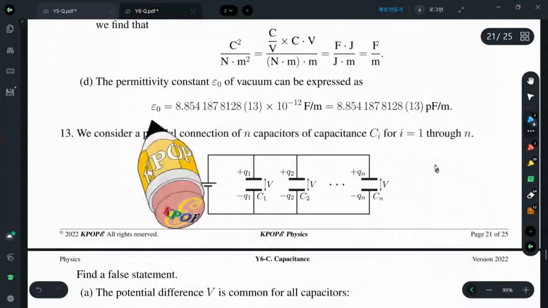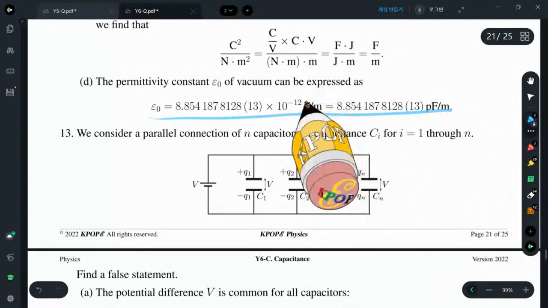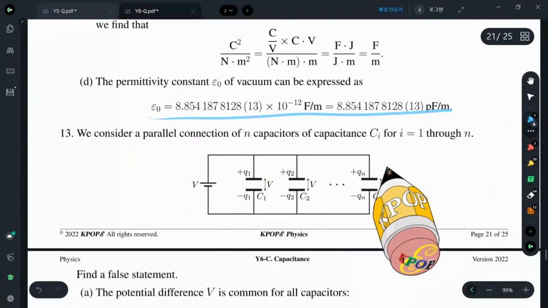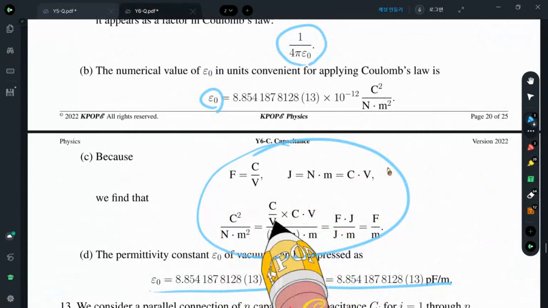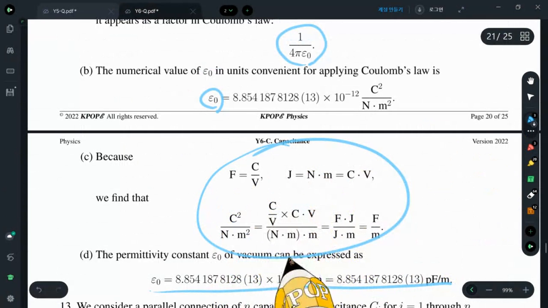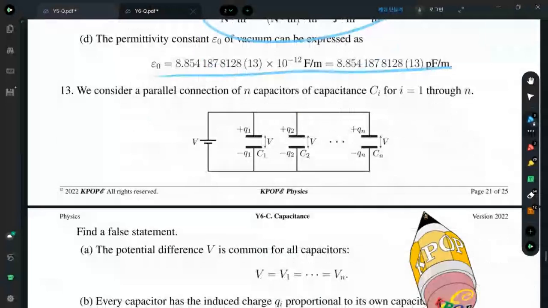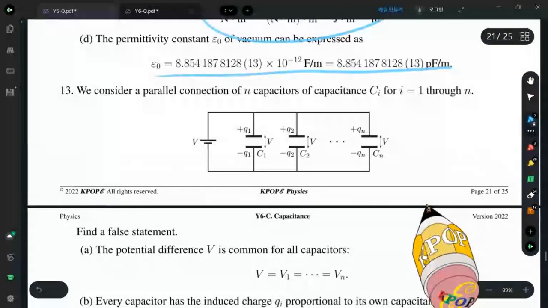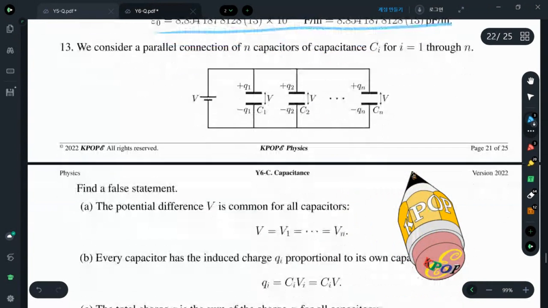We can make use of farad to express the permittivity constant. You have to memorize this, and there are conversion tables for various useful units related to capacitance. If you have taken a physics course in high school, you have already learned the remaining pieces.